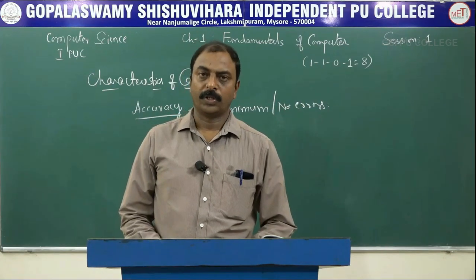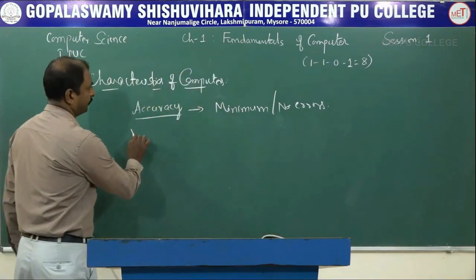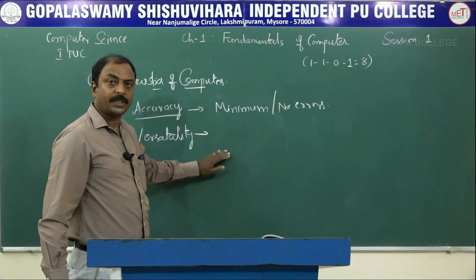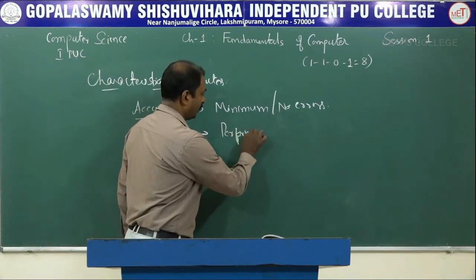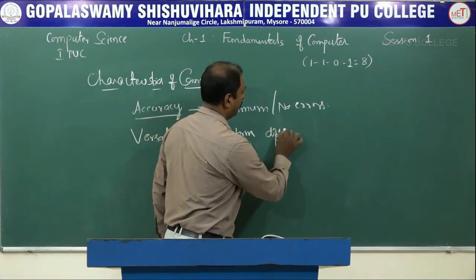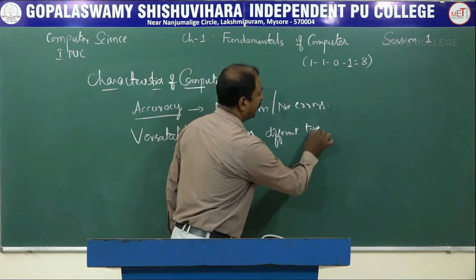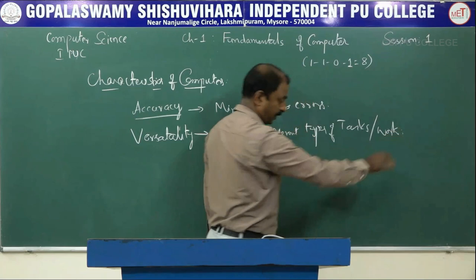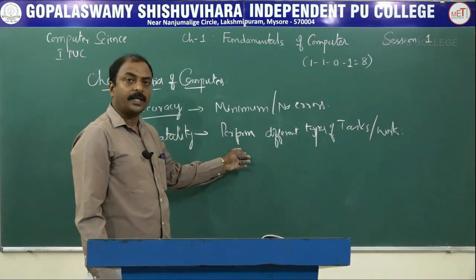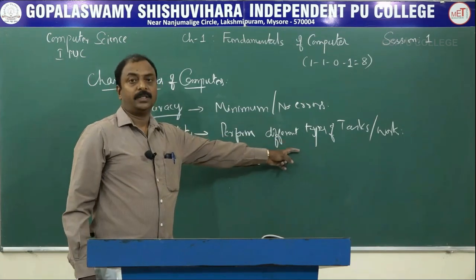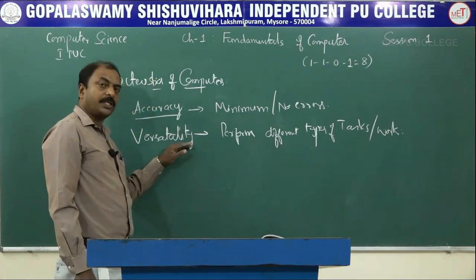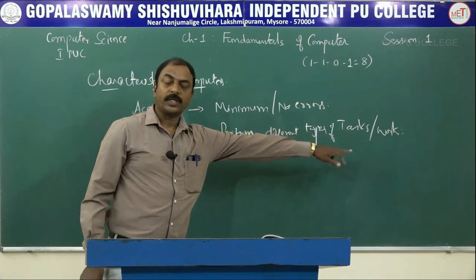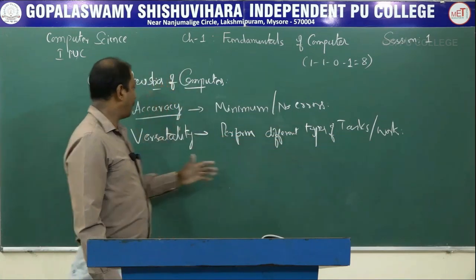Next, we move on to one more characteristic, versatility. What is the meaning of versatility? The computer performs different types of tasks or different types of work. The meaning is, the same computer I can program for different applications. I repeat, what is versatility? Versatility is nothing but the same computer can be programmed in such a way that it does different types of work based on the instructions given to it. That is the meaning of versatility.